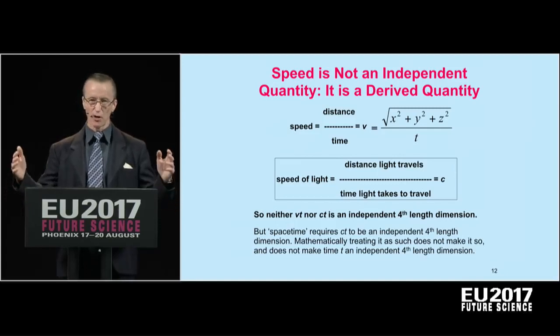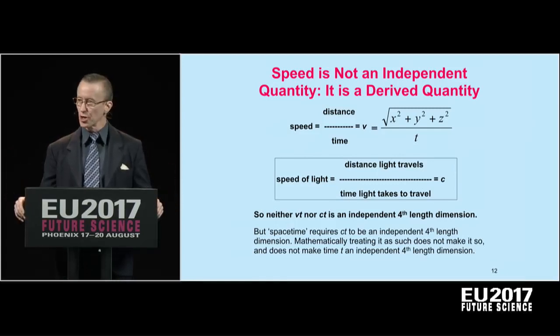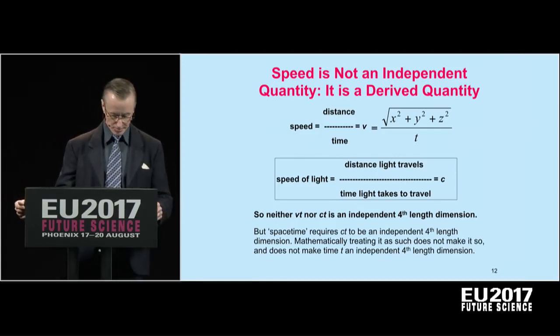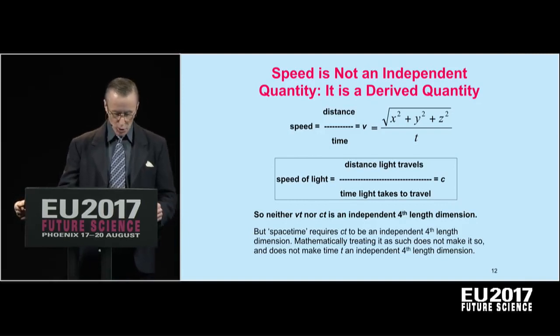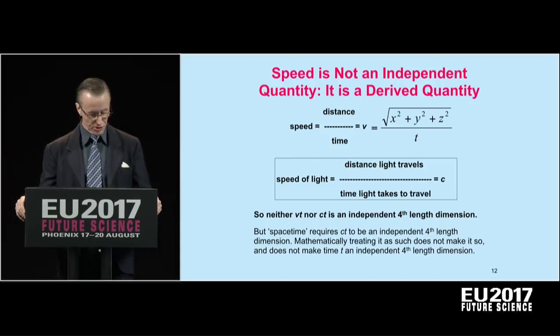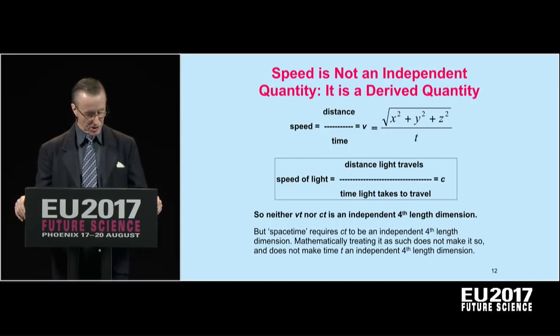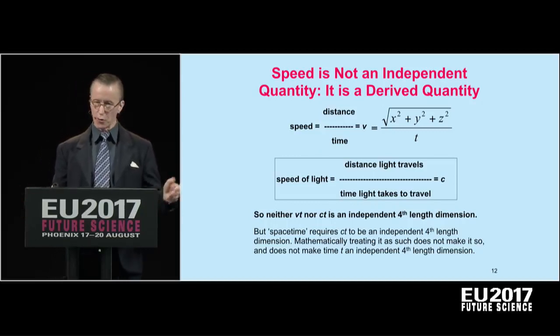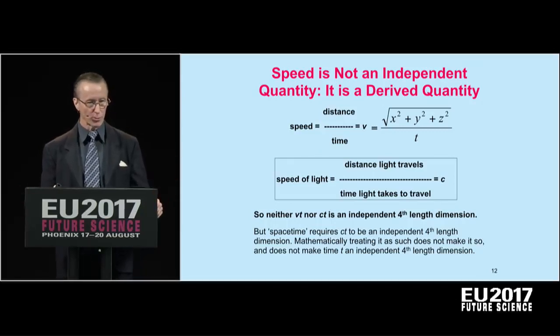It's just some kind of space with all length dimensions. So mathematically treating C times t, or V times t, as the speed of a truck times the time it travelled, does not make it so, and does not make t an independent fourth length dimension. Ct is not a fourth length dimension, Vt is not a fourth length dimension, and t on its own, it can't even be a length.